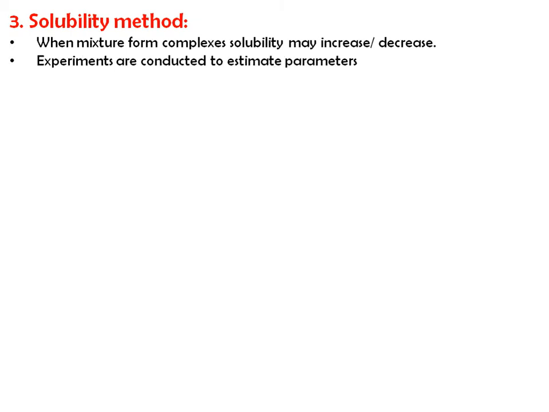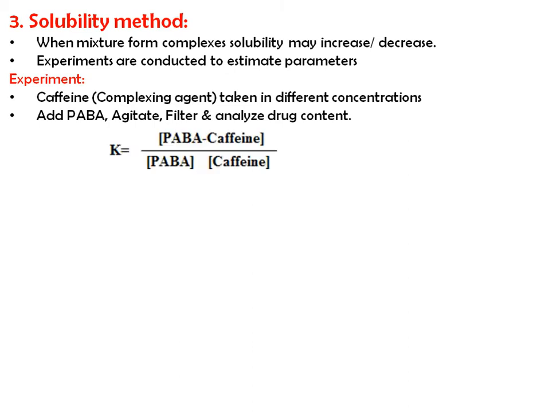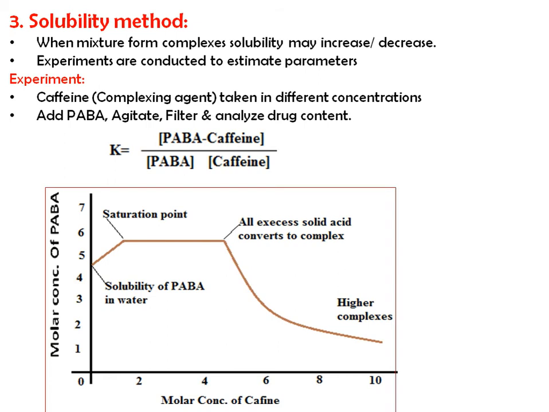Then experiments are conducted to estimate the parameters. Now, which experiment is conducted here? Caffeine, which acts as a complexing agent, is taken in different concentrations. Then PABA is added to this caffeine, which is present in different concentrations in different containers. Then you have to agitate it, filter it, and analyze your drug content. Then you will come to know how much PABA plus caffeine complex is formed. You have to determine the stability constant of this PABA caffeine complex.